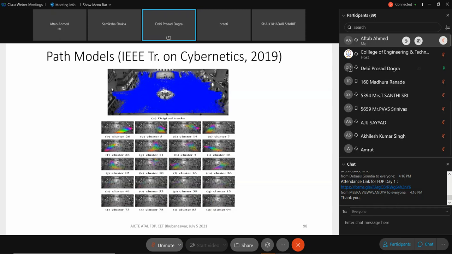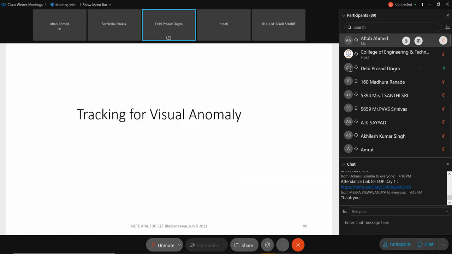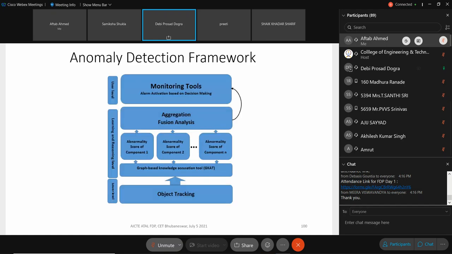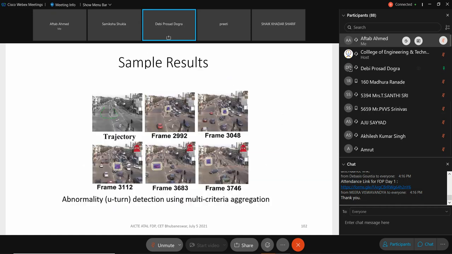This is a bit technical in nature, but those who are interested can go through this paper. And the last is basically tracking for visual anomaly. Visual anomaly in a sense that it can be traffic accidents, it can be wrong U-turn, it can be overspeeding, it can be signal breaking. There can be different types of anomalies also. So I'll show you some of the anomalies.